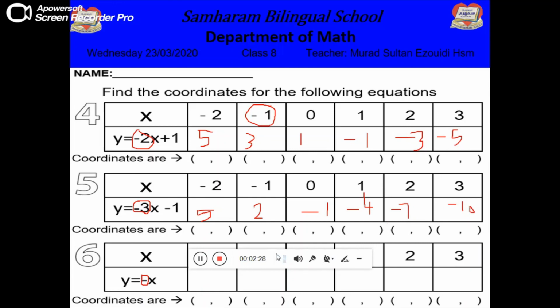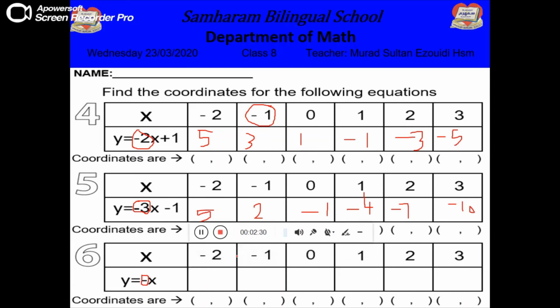Then, my kids, the last example. It will be 2, then 1, then 0, then minus 1, minus 2, and the last one is minus 3. Don't forget, my kids, to write the coordinates. For example, this one, write it here, negative 2 here.